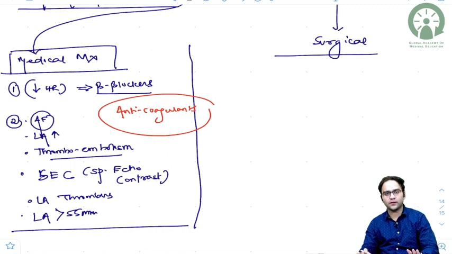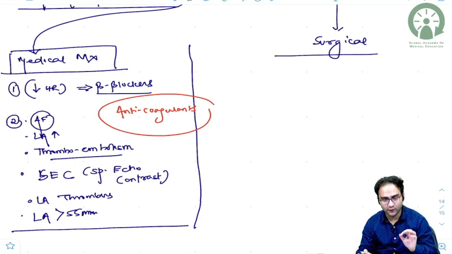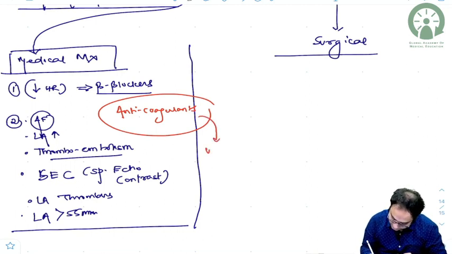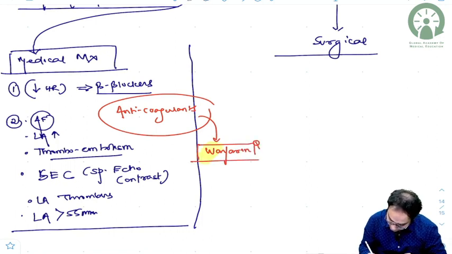All the newer oral anticoagulants like dabigatran, rivaroxaban are not used in rheumatic MS. So, the answer is only one, that is warfarin. Okay. So, this is a very important question that is asked.